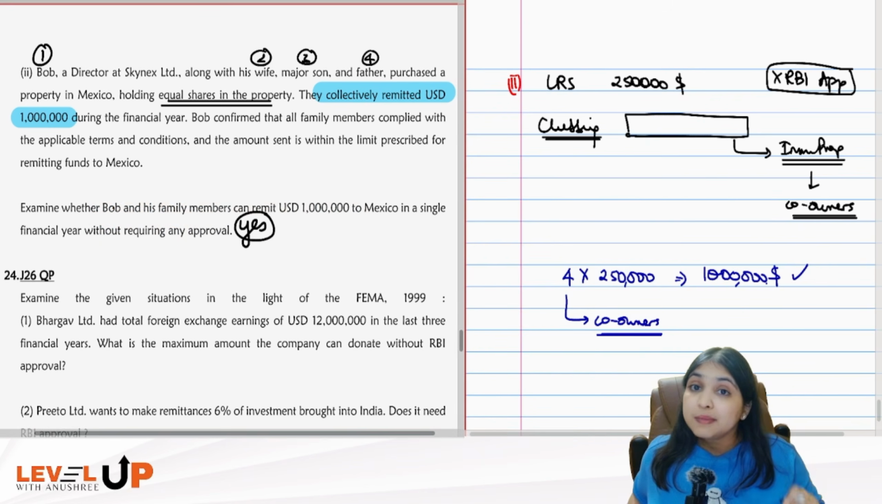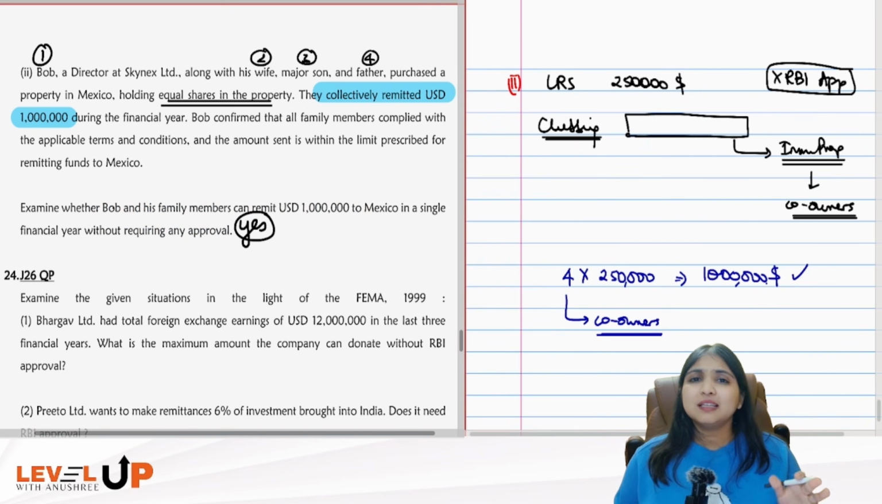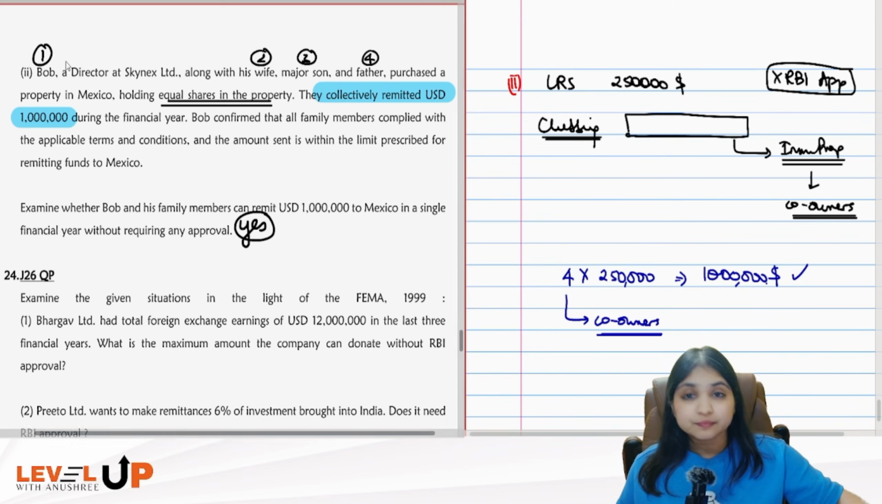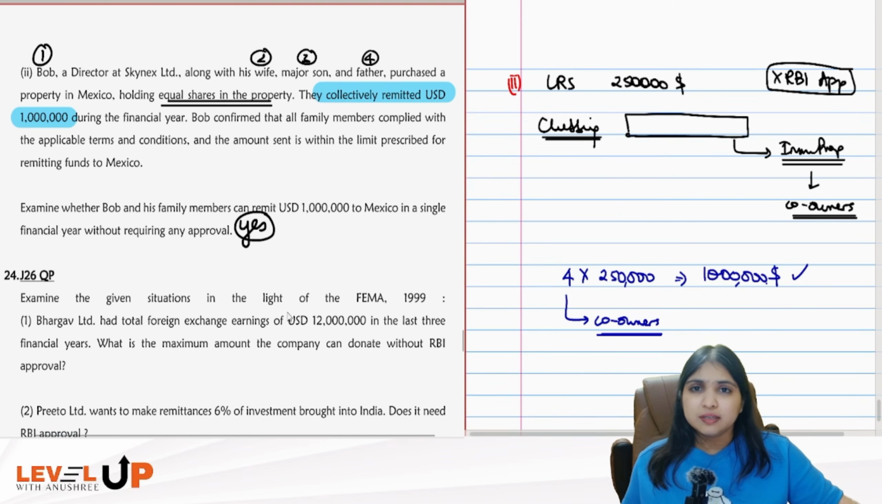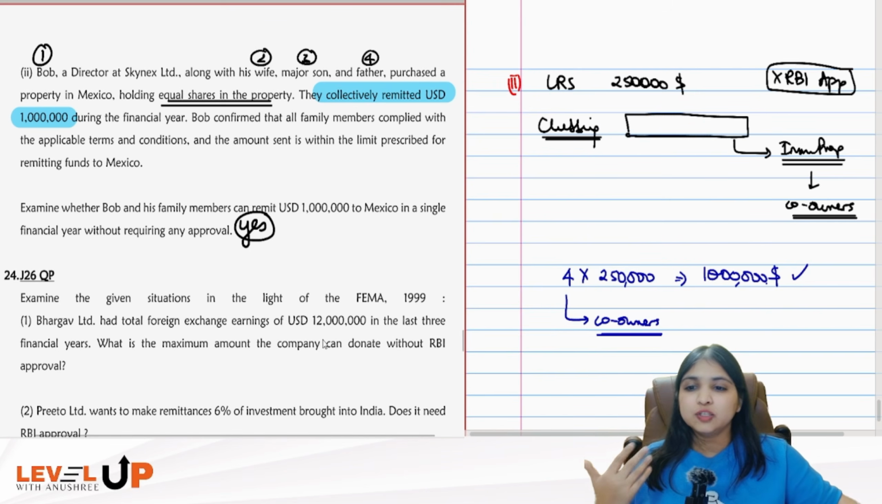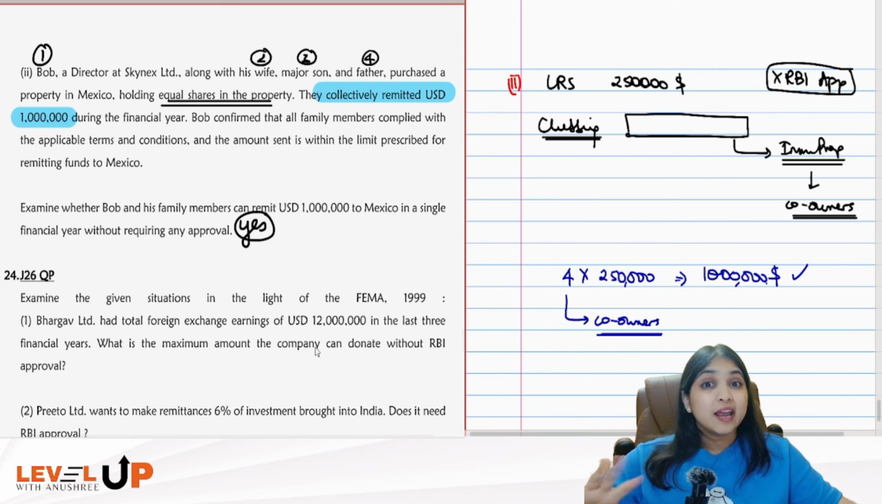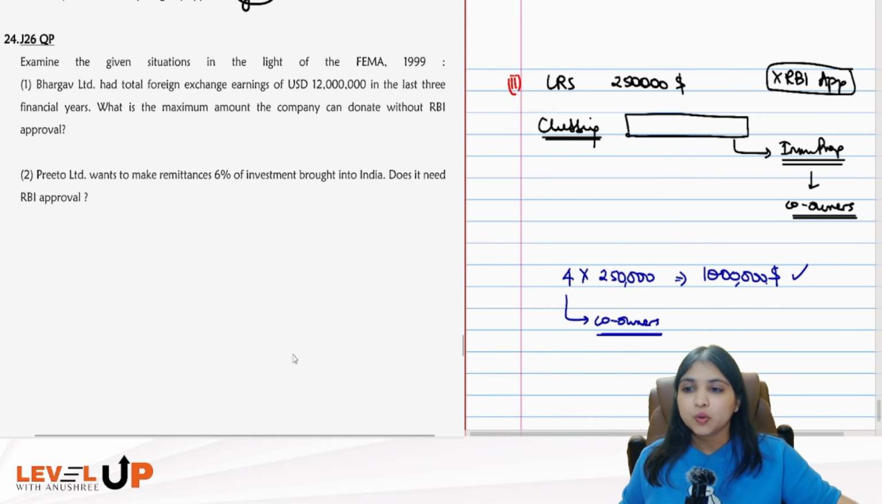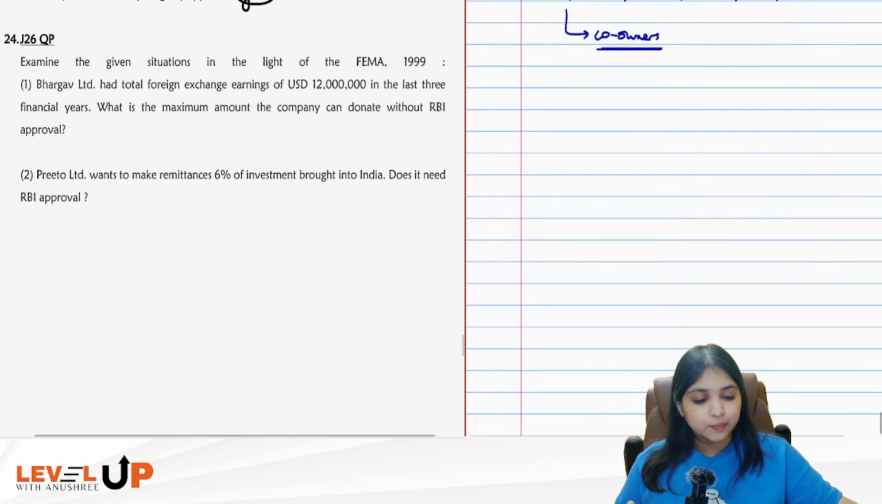Even though in LRS limit is $250,000 only, here it's nothing but a case of consolidating the limit of all the family members together, which is definitely allowed. So because we have consolidated the limit of family members only, it is still within the limit and it is going to be a permitted transaction. We don't even require any RBI approval. Under LRS itself, this transaction will happen. Okay. Then look at the question number 24.